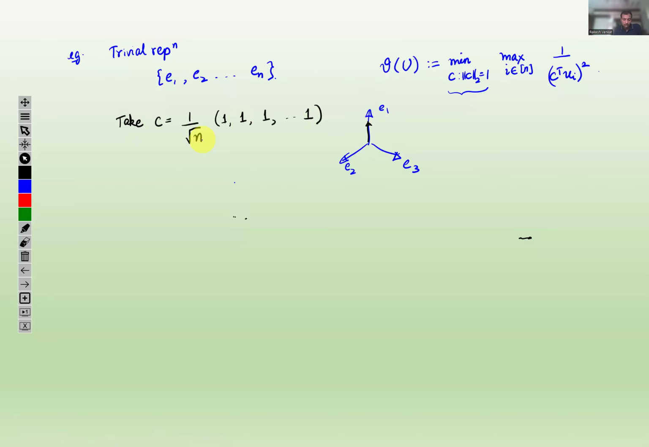So this is a unit vector. Basically it points somewhere like this. It's difficult to draw in 2 dimensions, but it's the average of all of these, scaled appropriately. Now you can compute what these projections are. Can someone work out quickly and tell me what is the value of this orthonormal representation?